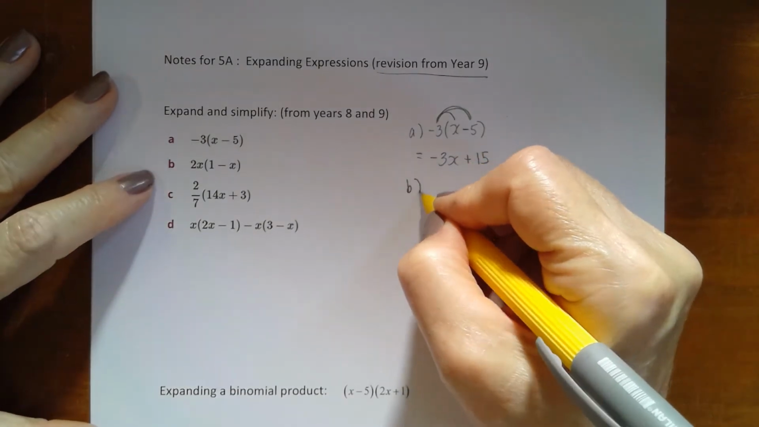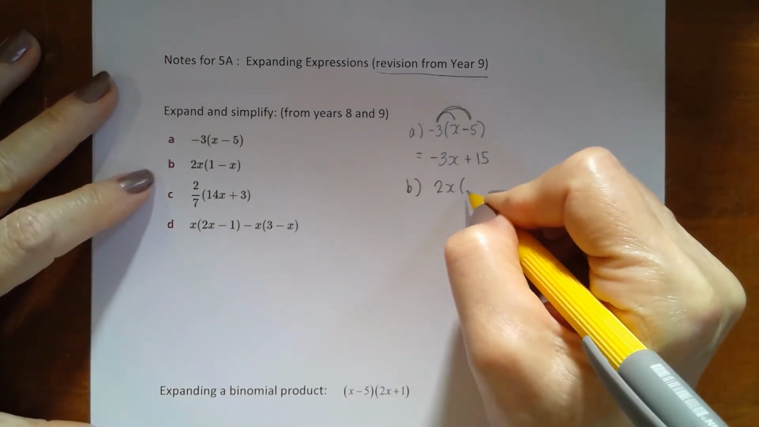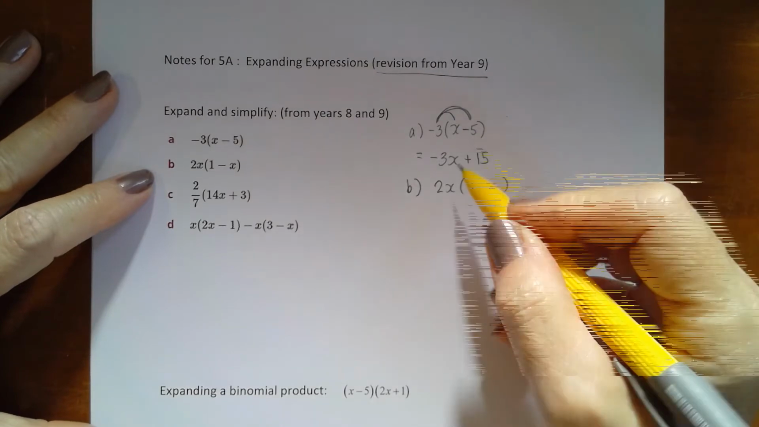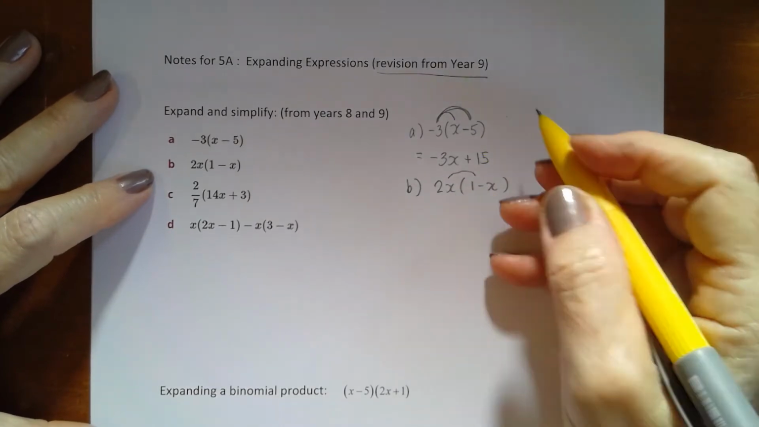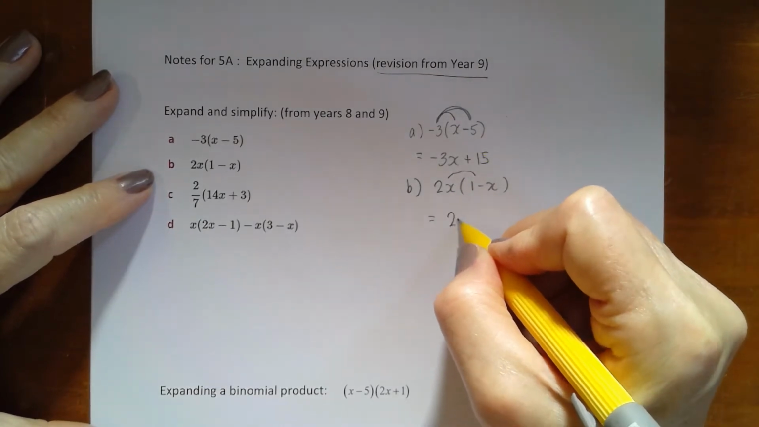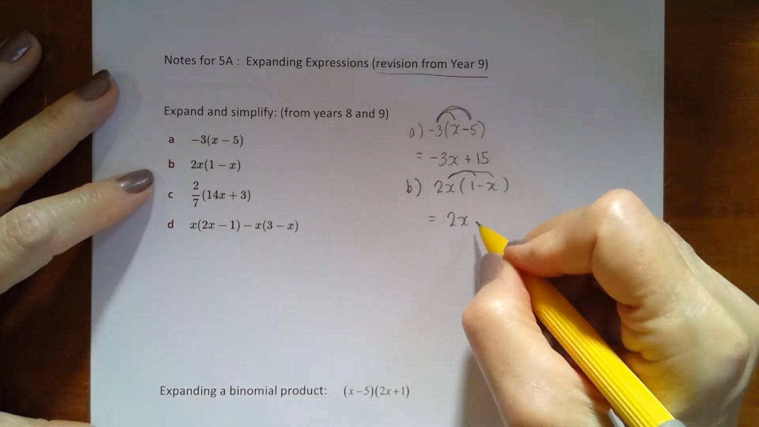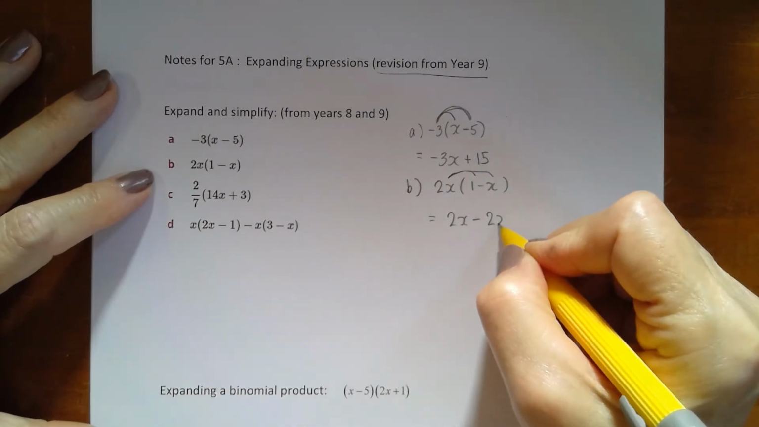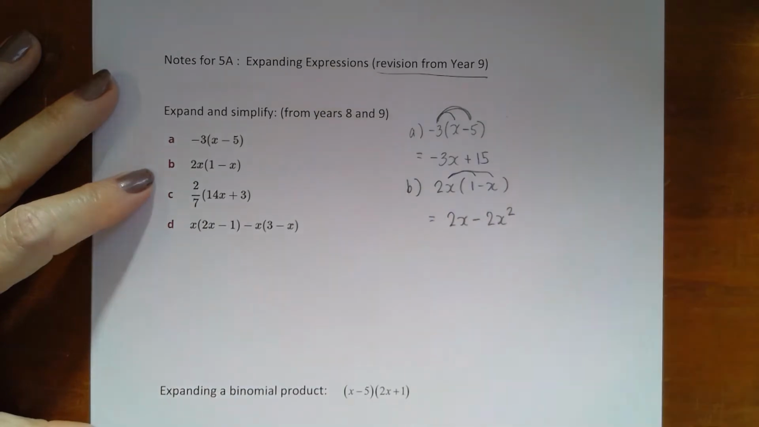Okay, B has an x out there, so it's a little bit different. 2x times 1 minus x. So when I expand it, I get 2x times 1, so that's 2x. And 2x times -x is -2x squared. X times x is x squared.